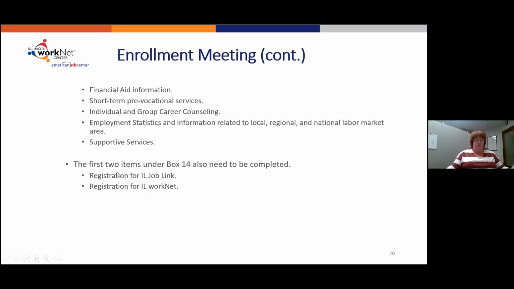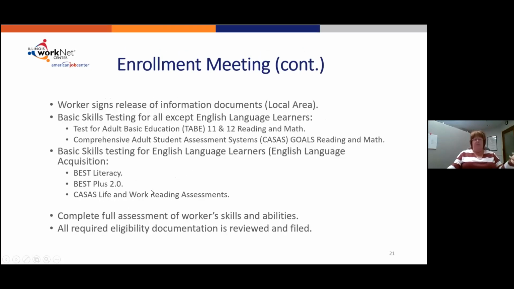And there's also 2 items at the top of box 14 on the IEP, the registration for Illinois JobLink and the registration for Illinois WorkNet. We do require those as well. And we will cover the IEP in depth in a later session. So at this enrollment meeting, also the worker will sign the local release of information document.